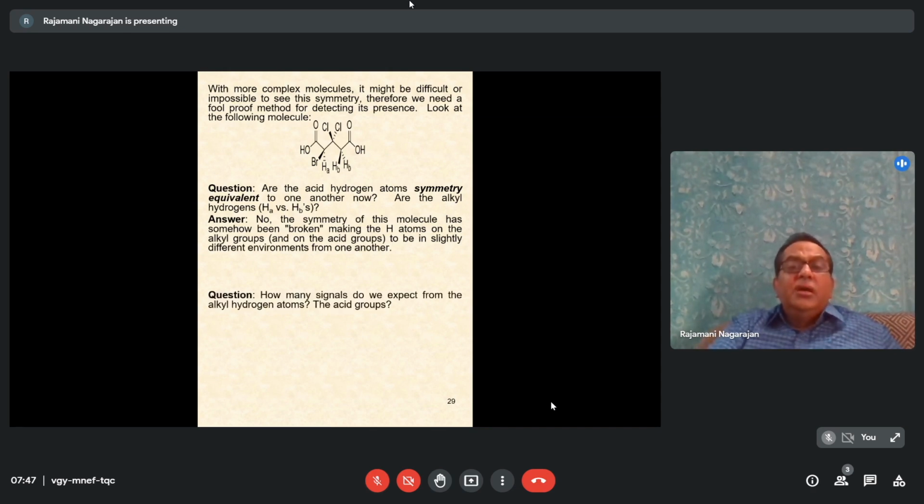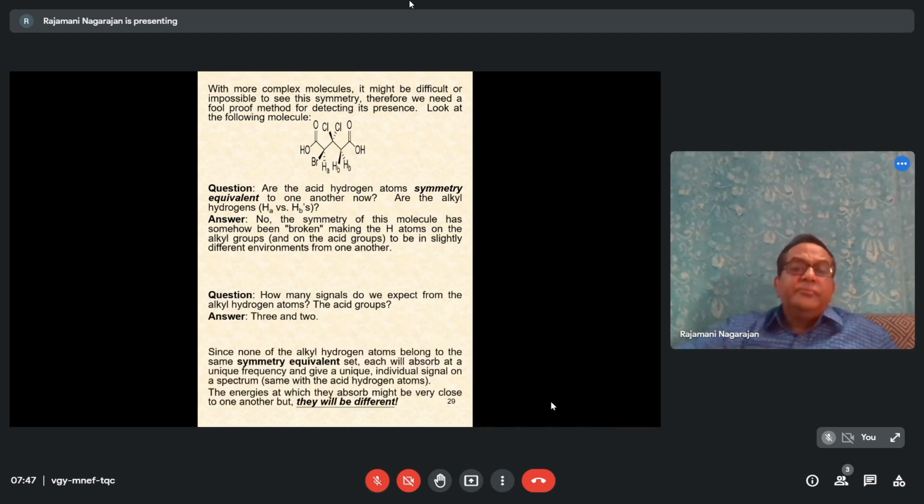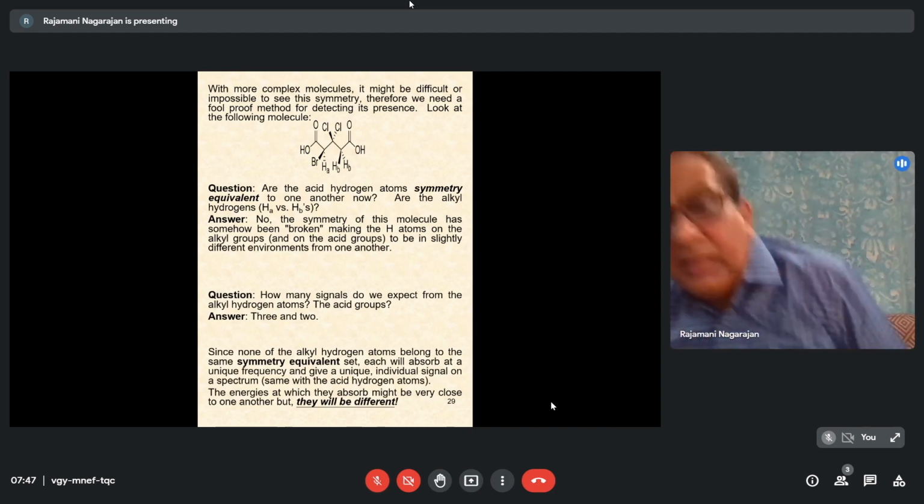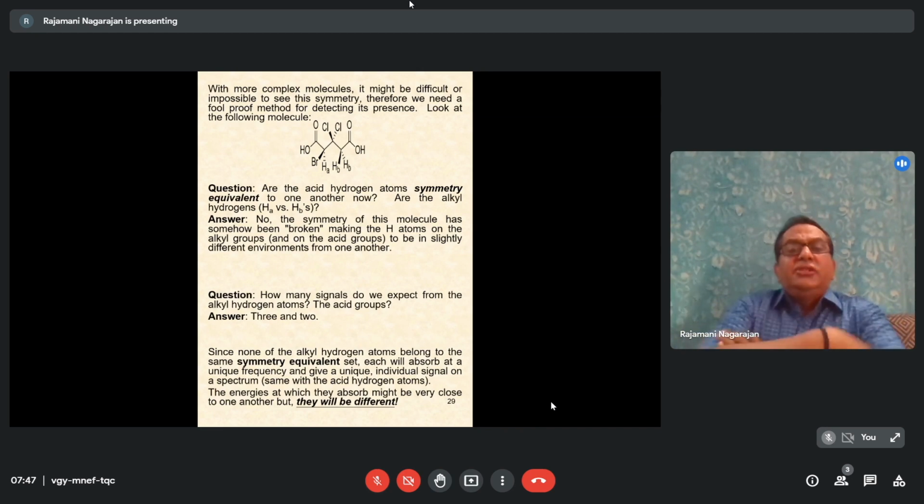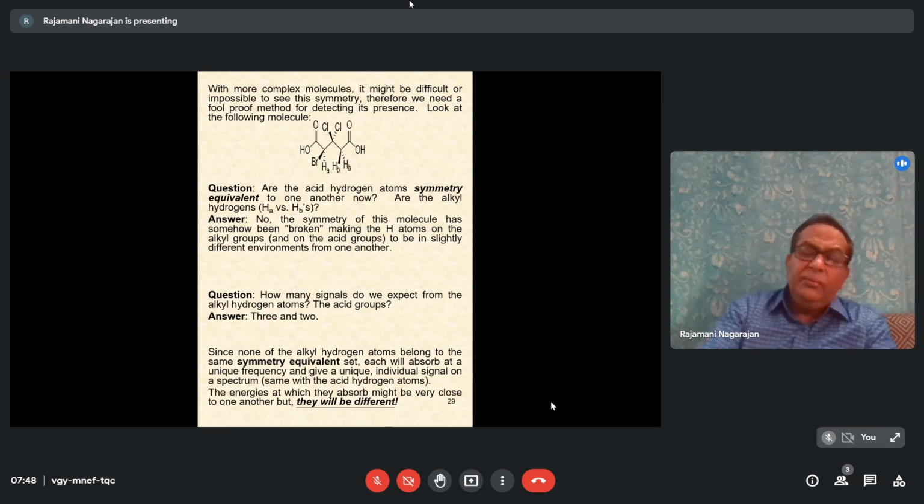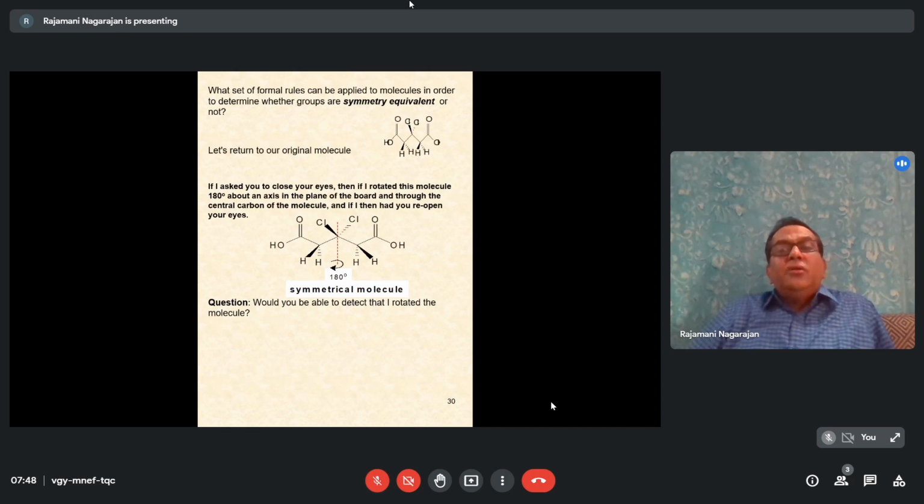And therefore, next question you can raise to yourself: how many signals do we expect from alkyl hydrogen atoms and the acid groups? The answer is you will observe three signals from alkyl hydrogen atoms and two from the acid groups. Since none of the alkyl hydrogen atoms belong to the same symmetry equivalent set, each will absorb at a unique frequency and give a unique individual signal. So the energies at which they absorb might be very close to one another, but still they will be different. So, what set of formal rules can be applied to molecules in order to determine whether groups are symmetrically equivalent or not?